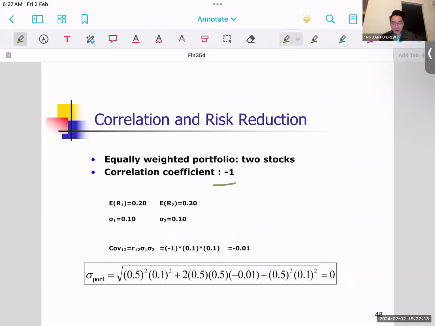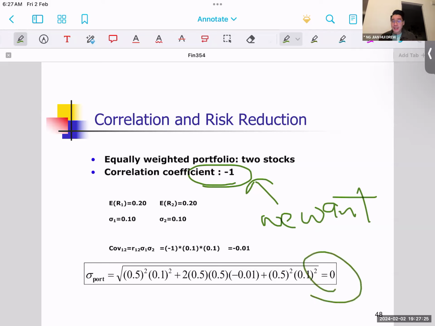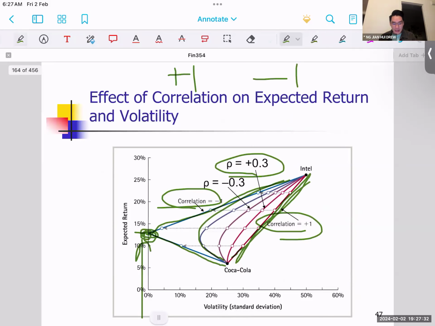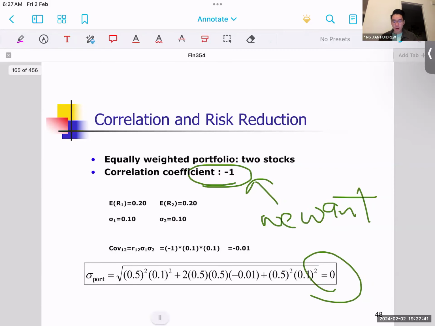When you have perfect negative correlation, which is what we want, because canceling out is the best, we get a point where the portfolio standard deviation becomes zero, and this is the point represented here. I'll not go through the calculation because this is covered in lecture 2A as a recap.